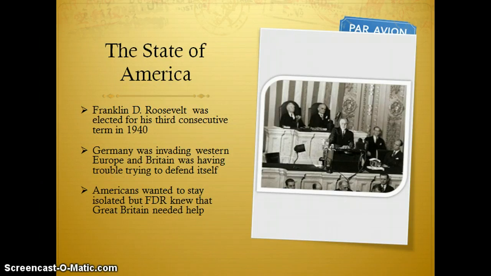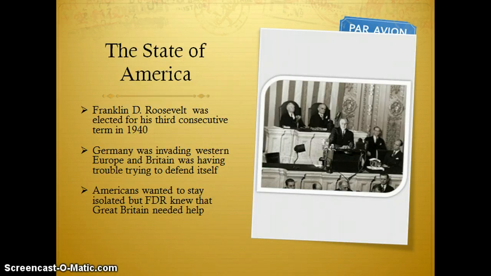FDR had just been elected for his third term in 1940. During this time, Hitler and Germany were invading Western Europe, and Great Britain was struggling to fight back. Because of the effect of World War I, Americans wanted to stay isolated, but FDR knew that Britain needed the US's support, and the war could help America's economy.